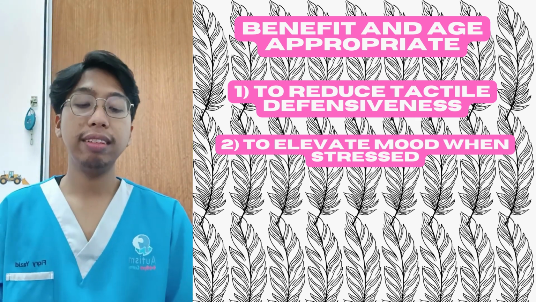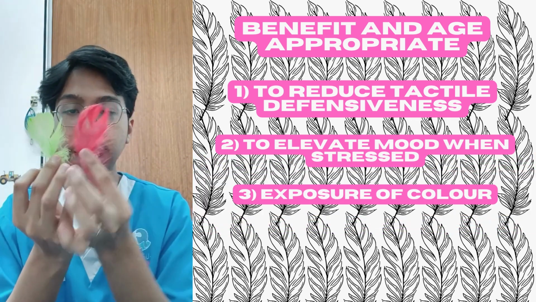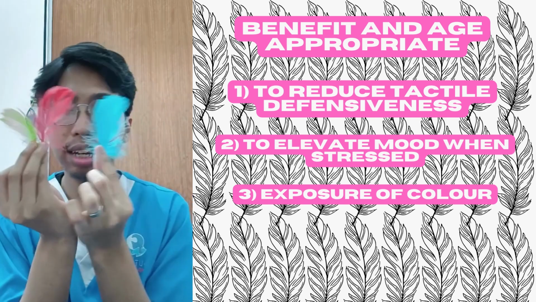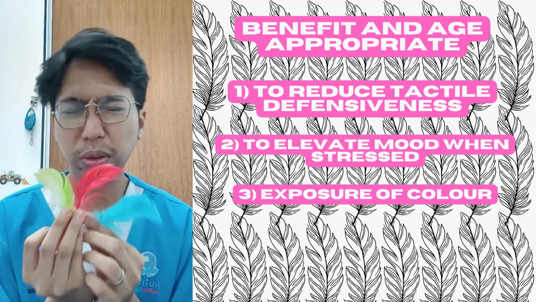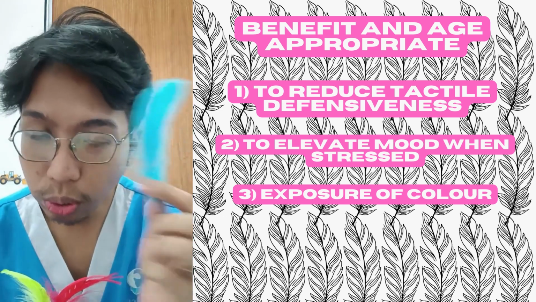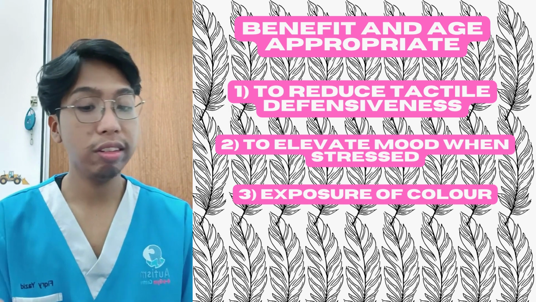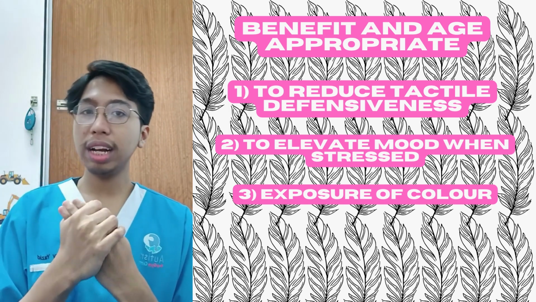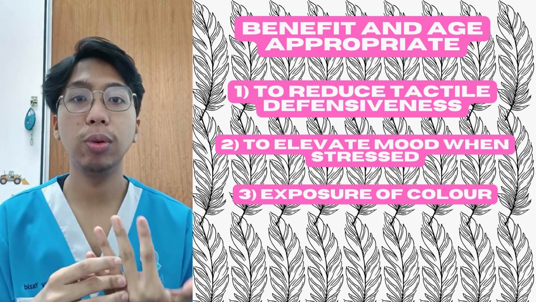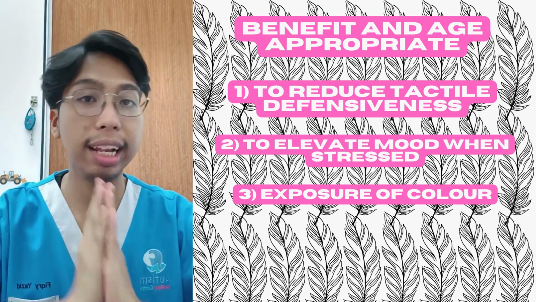And then last but not least is exposure to color, because feathers can come in different types of color, and from here also we want to expose them to the colors. So tell them early: this is blue, this is red, this is green, which is a good thing for them. If they don't know the colors, then they might not be able to label the color of what they have perceived throughout their life.